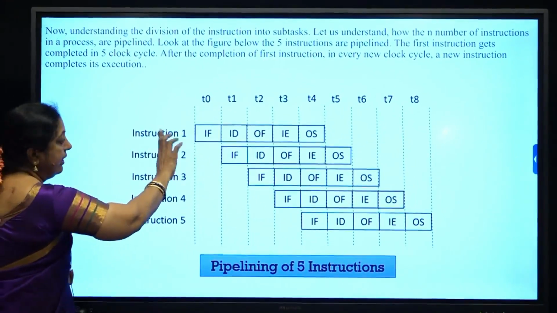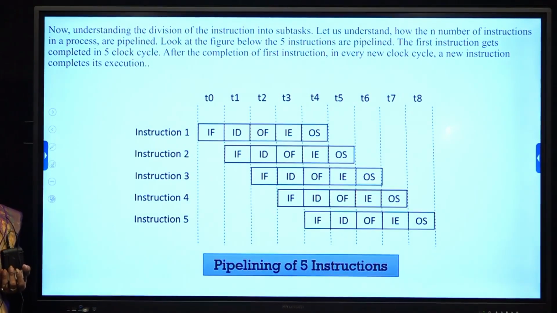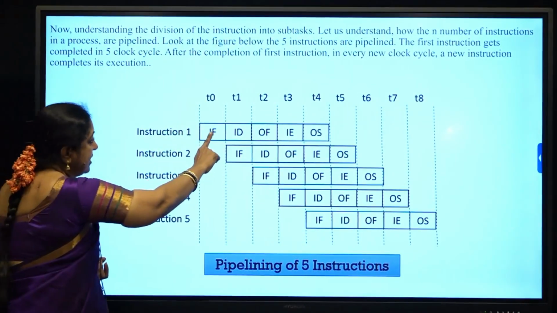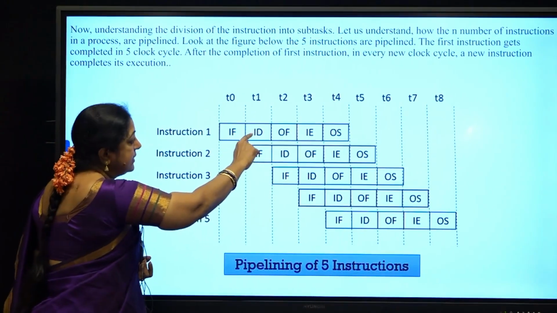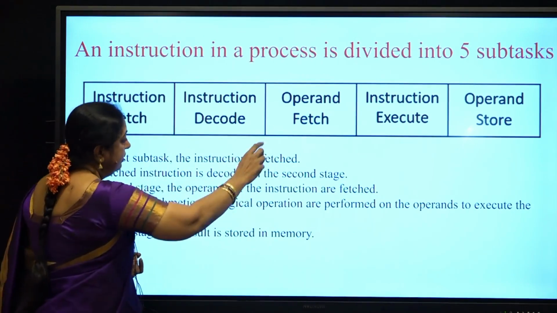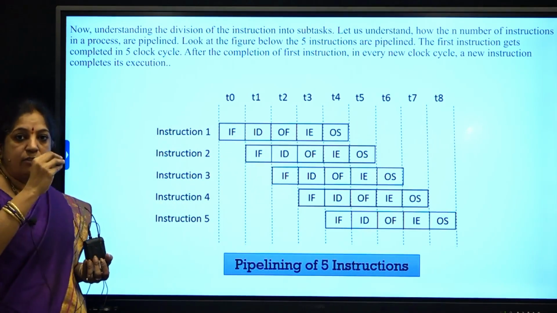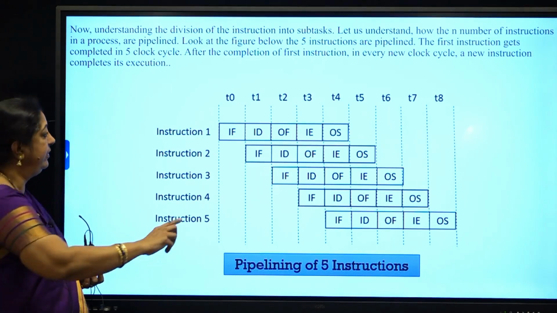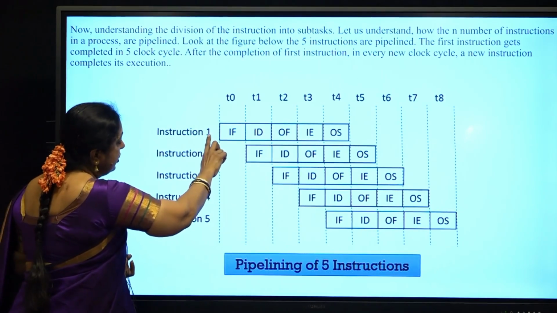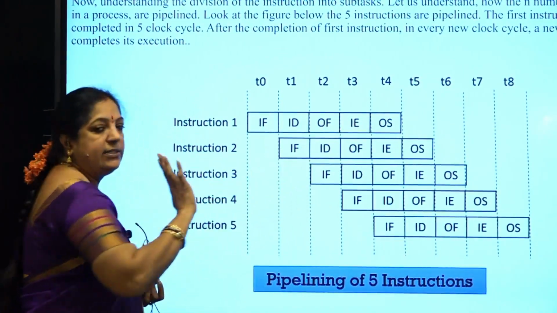Now we start with instruction 1. As I told you, each and every instruction is divided into 5 subtasks. So how many clock pulses are required to complete the execution of one instruction? First clock pulse, fetching of the instruction. Second clock pulse, decoding the instruction. Third clock pulse, operand fetching. Fourth clock pulse, executing the instruction. Fifth clock pulse, storing the output data onto the memory. These are the 5 subtasks to be performed when one particular instruction is executed. So instruction 1 starts at clock pulse T0 and completes in 5 cycles.